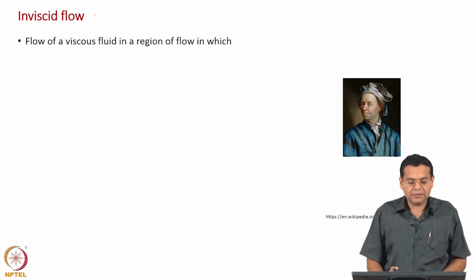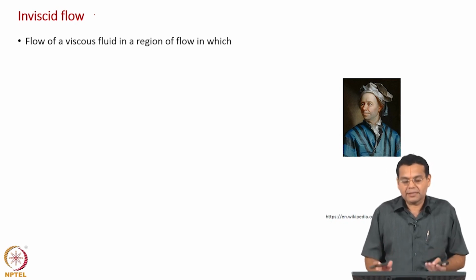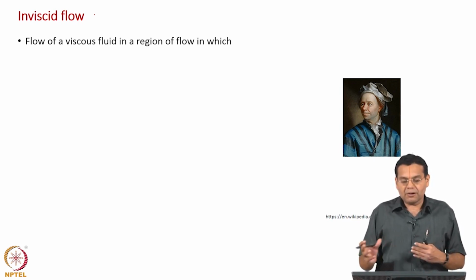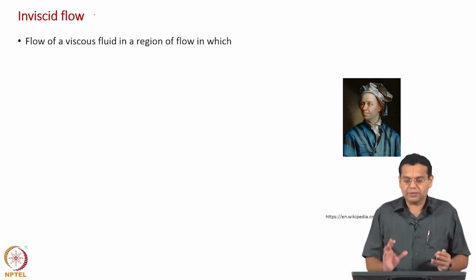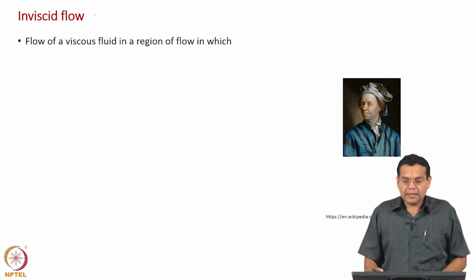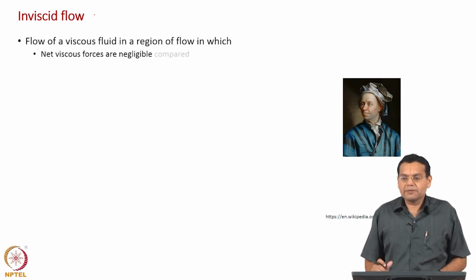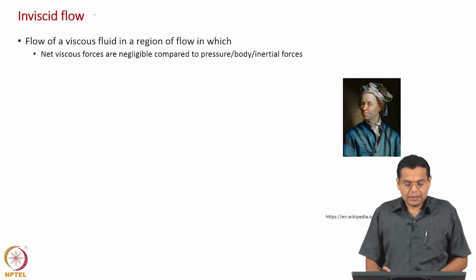Okay. When I say viscous fluid, any fluid has some viscosity, inherently. So, flow of a viscous fluid, this viscous fluid need not be a very viscous fluid like oil, it could be even water, it could be air as well. So, flow of a fluid with viscosity in a region of flow in which net viscous forces are negligible compared to pressure, body, inertial forces.